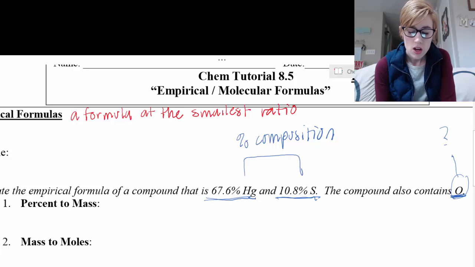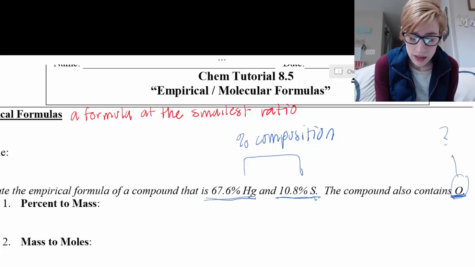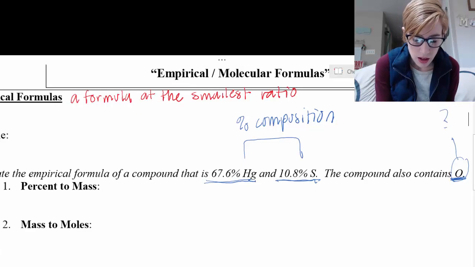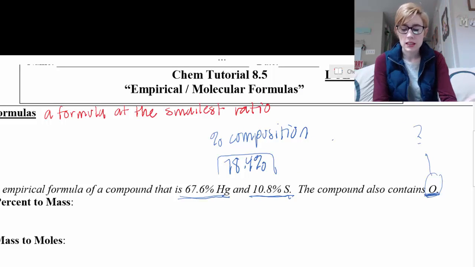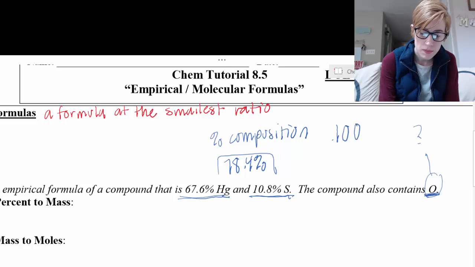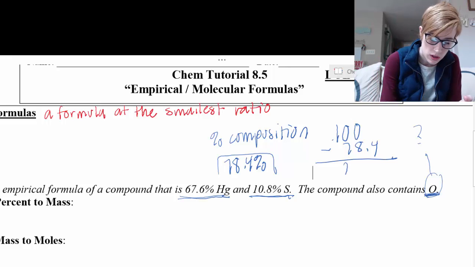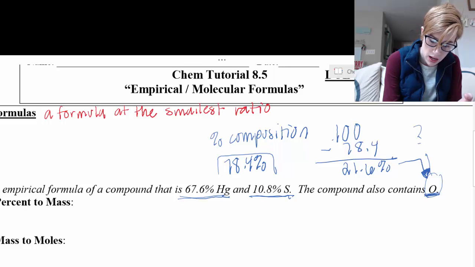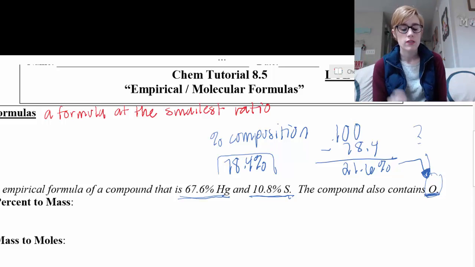So if I take 67.6 and I add it to 10.8, I get a total percent composition of 78.4%. So that means oxygen has to be the remaining percent. So I'm going to take 100 and subtract 78.4 and I get 21.6%. So 21.6% of the compound is oxygen. Remember, the first thing is you need to have the percentages of all of your elements. Now that we have the percentage of all the elements, I can find the empirical formula of this compound by following these steps.